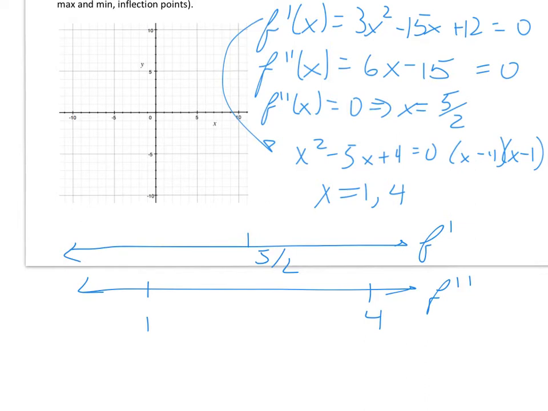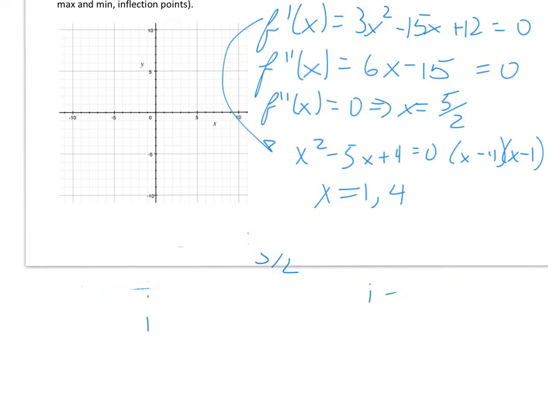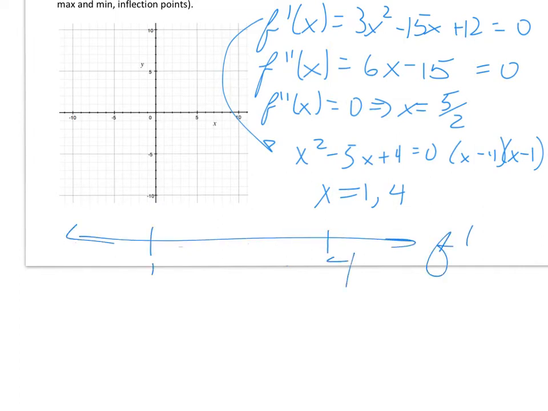Oops, sorry, I just realized I mislabeled those graphs. Let me start them over again. Sorry about that. I didn't follow my own lines I created for myself. So I should have f prime, 1 and 4, f double prime, 5 halves.